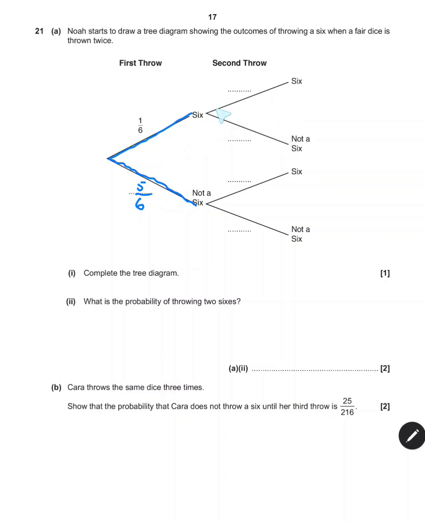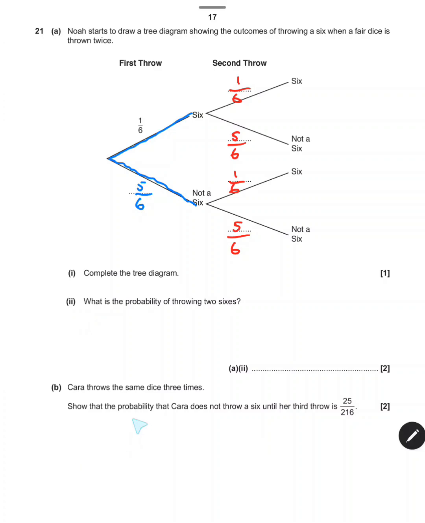If we move on to the second throw, or the second part of the diagram, well, because this is just a dice being thrown, these probabilities will match the first probabilities. So we'll have probability of a 6 is 1/6, and not a 6 will be 5/6. And then exactly the same down here. Okay, so we've got the same probabilities. What's the probability of a 6? It's 1/6. What's the probability of not a 6? It's 5/6.